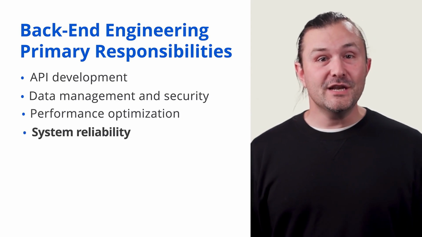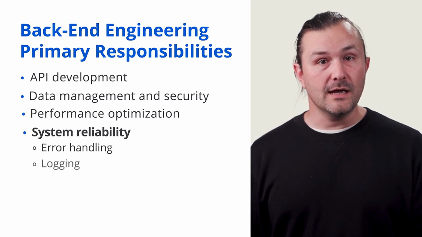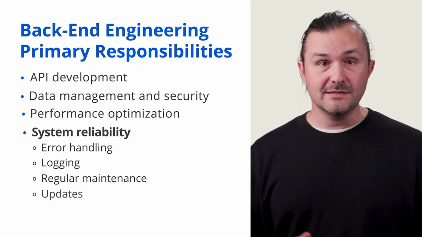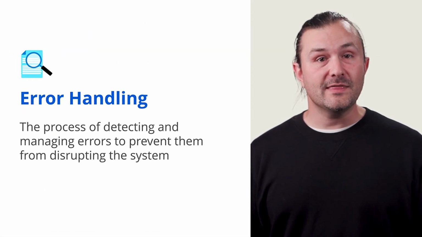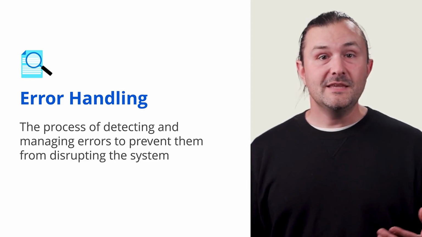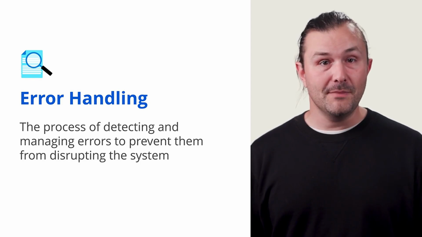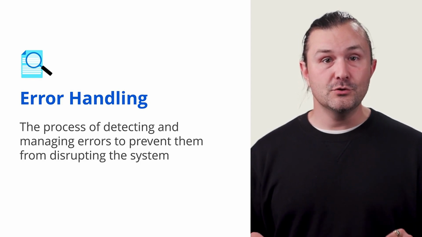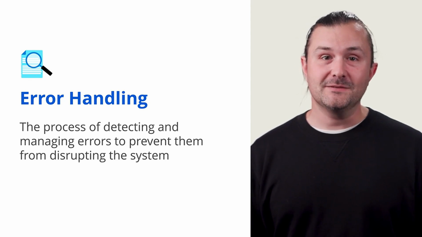Finally, backend engineers are responsible for system reliability and maintenance. This includes robust error handling, logging, regular maintenance, and updates. Error handling is the process of detecting and managing errors to prevent them from disrupting the system. These practices help backend engineers quickly identify and address issues, minimizing downtime, ensuring a stable user experience, and keeping the system secure and functioning at its best.